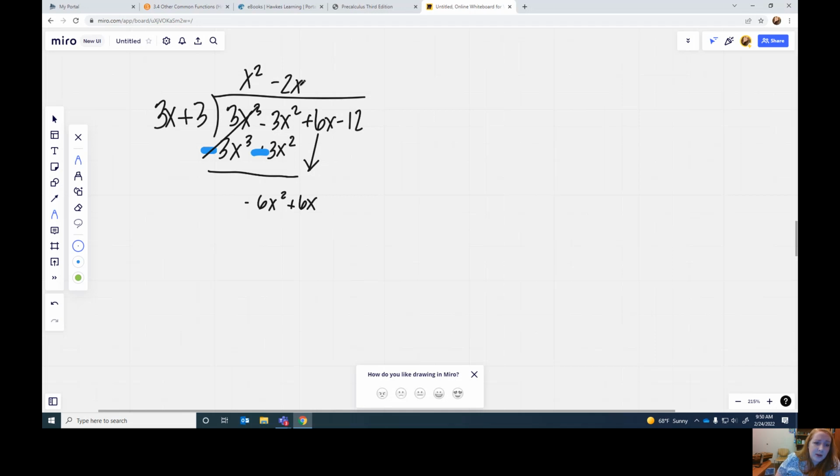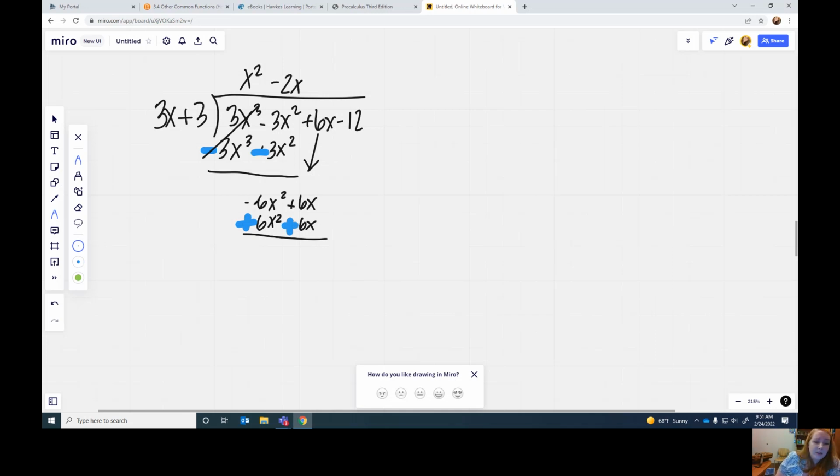So negative 2x times 3x. Negative 2 times 3 is negative 6. X times x is x squared. Now multiplying by 3. Negative 2x times 3 is negative 6x. So flip your signs. That becomes a plus. Oh, that looks terrible. Let me try that again. Okay, that one becomes a plus as well.